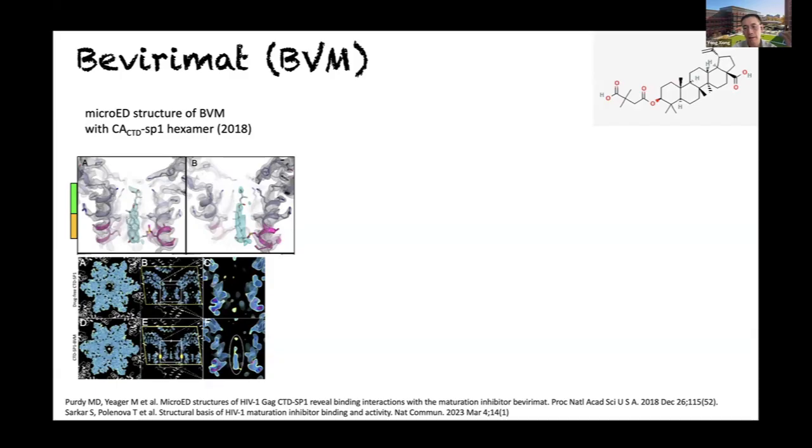Then only in 2018 was the first structure of BVM bound to the HIV capsid determined, in Mark Yeager's group, using microED, the electron diffraction method. But the resolution wasn't too high there. As you can see in these figures published in the paper, the density of the drug is not too good. It's barely a fit of the compound.